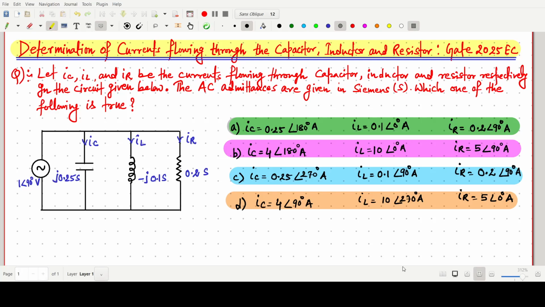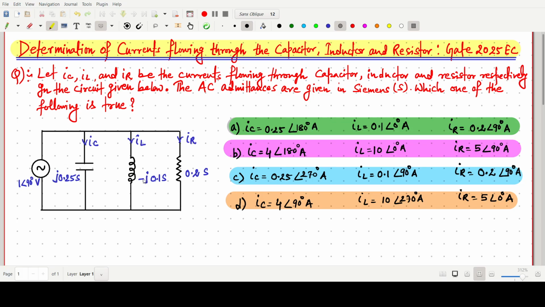Welcome everyone. In this video lecture, we will solve a GATE 2025 easy question in which we have to find the current flowing through the resistor, capacitor and inductor. So the question is, let IC, IL and IR be the current flowing through the capacitor, inductor and resistor respectively in the circuit given below.